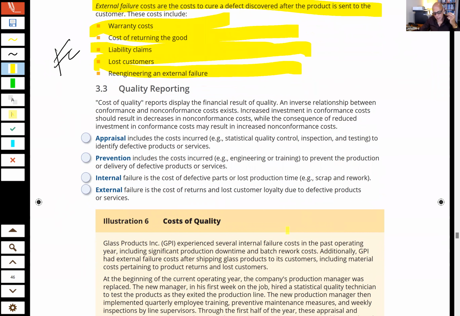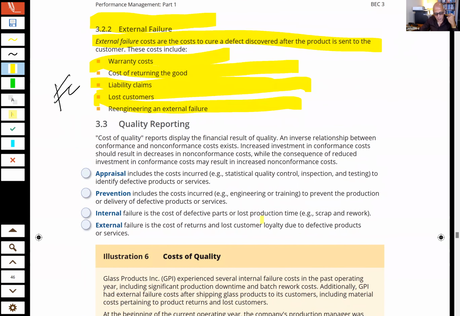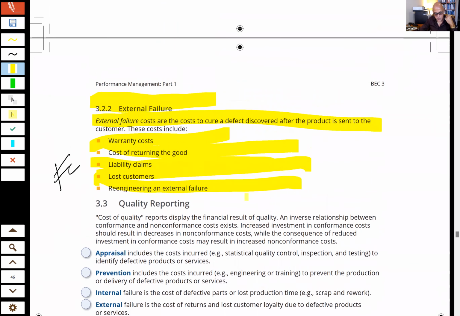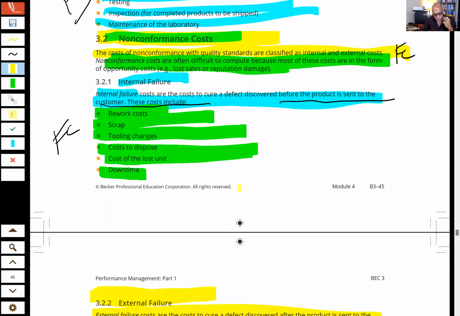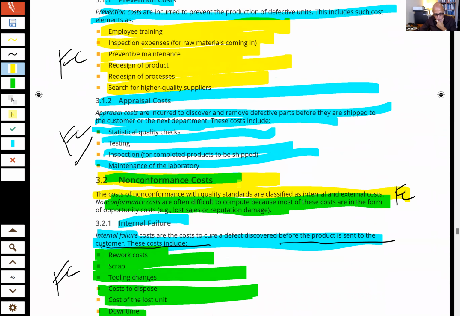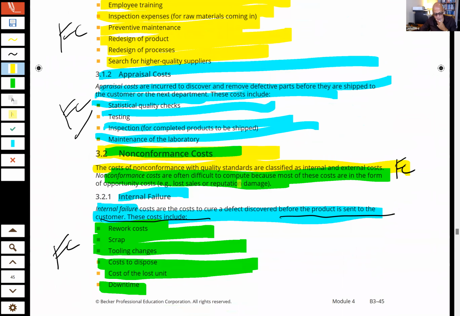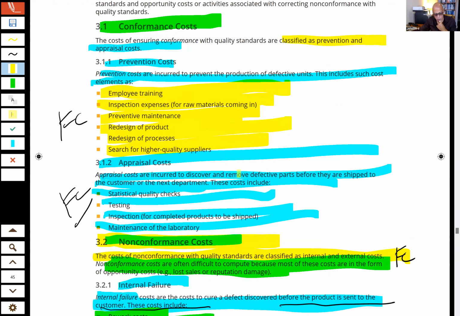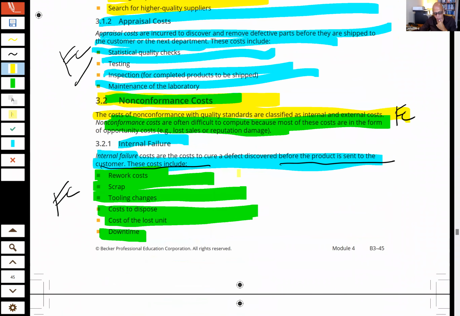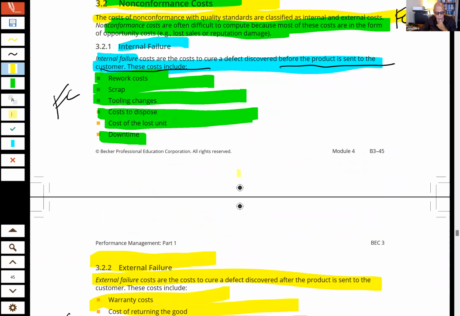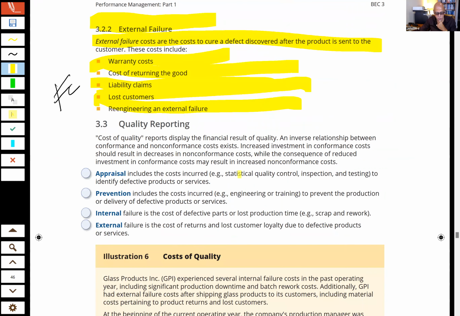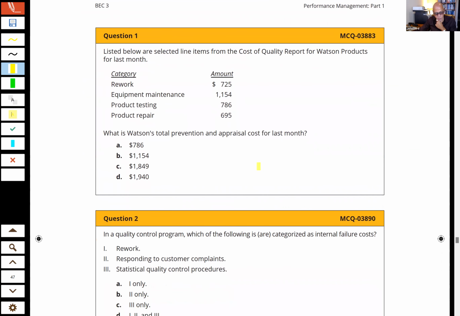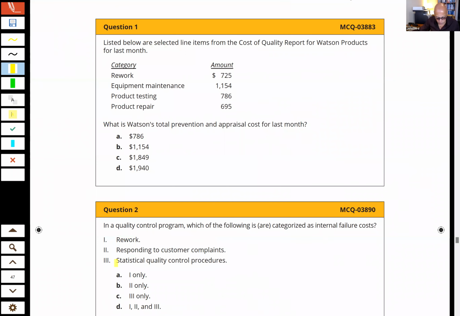We've flashcarded, but they can be internal, external, and then the nature of those, which are appraisal and prevention. And then for our conformance cost, we have appraisal and prevention costs. For our non-conformance cost, we have what? Internal and external, and then we have the nature of those. So we flashcarded all that. We don't need a mnemonic for it, just flashcard it. Okay, good. So let's come over and take a look at a couple more multiple choice questions, and then we'll be able to take a break.